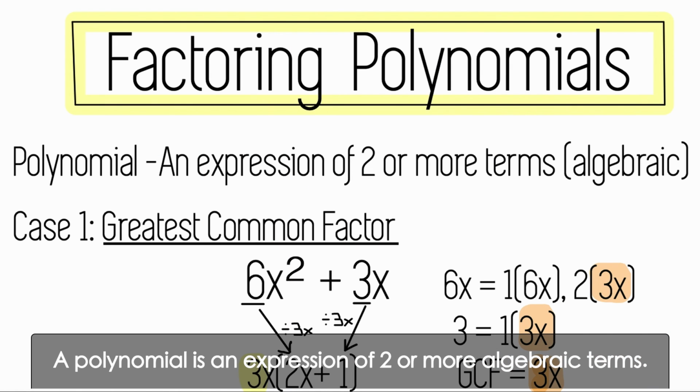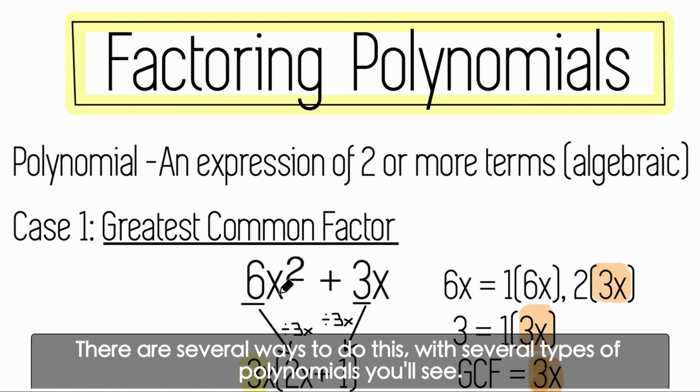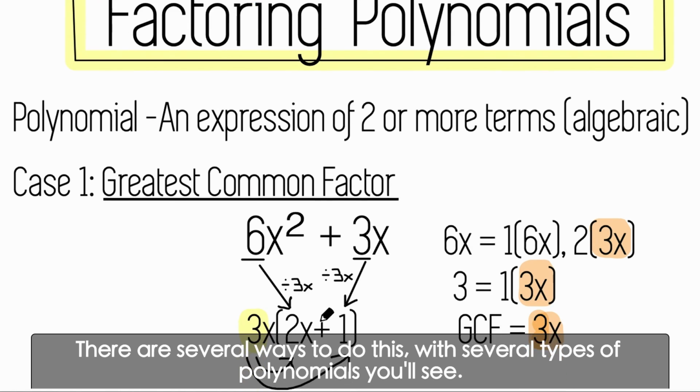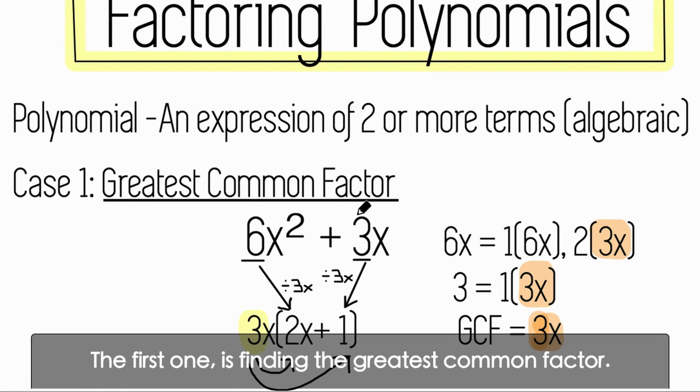A polynomial is an expression of two or more algebraic terms. Factoring is basically reverse expanding or distribution. There are several ways to do this with several types of polynomials you'll see. The first one is finding the greatest common factor.